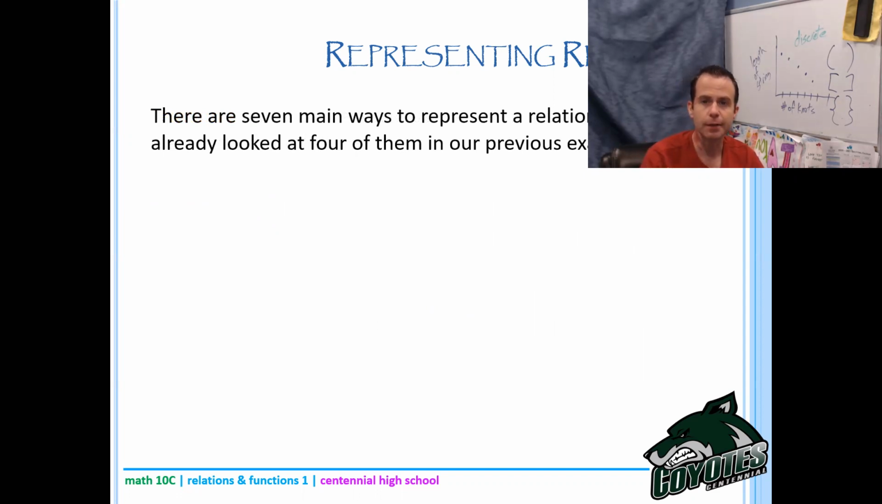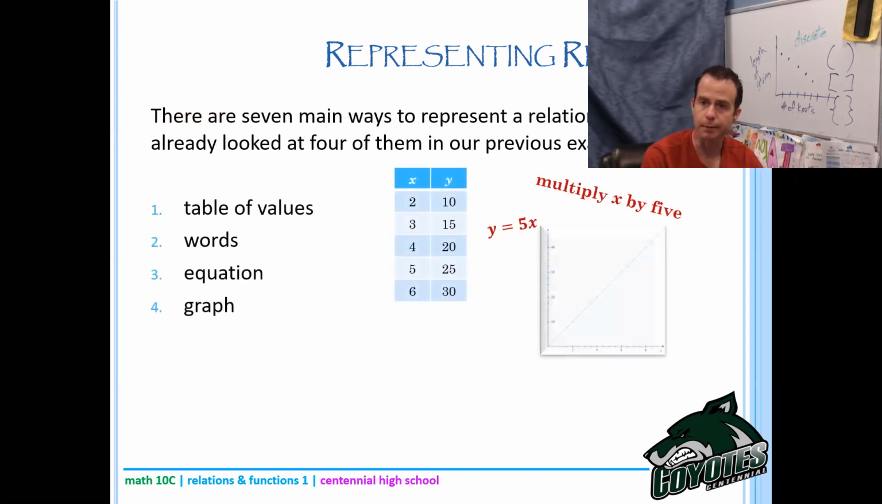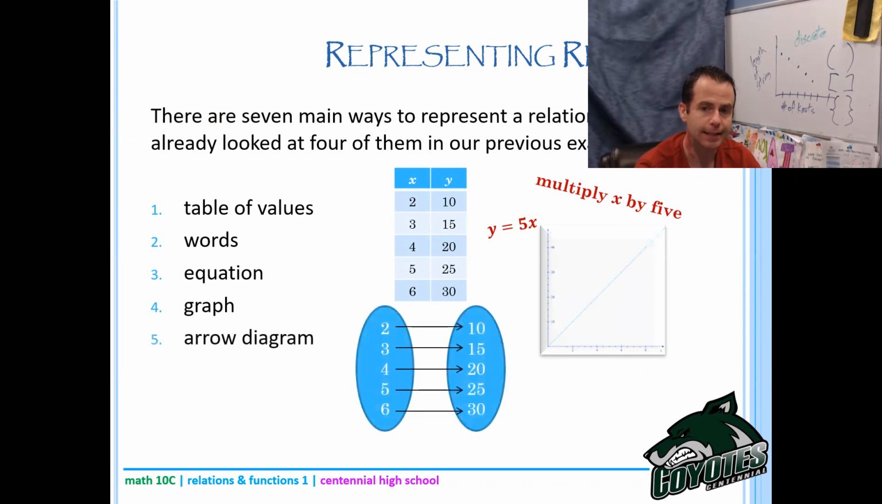There are 7 main ways to represent a relation. We've already looked at 4. The first 4 were the table of values, the words, multiply x by 5, the equation, and the graph. I'm going to add to that now an arrow diagram. Now, I don't know how much you guys remember about arrow diagrams.